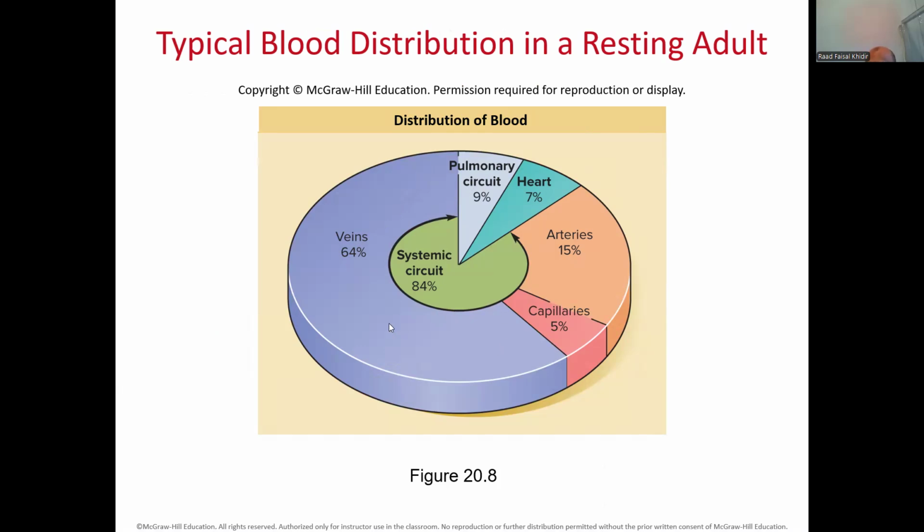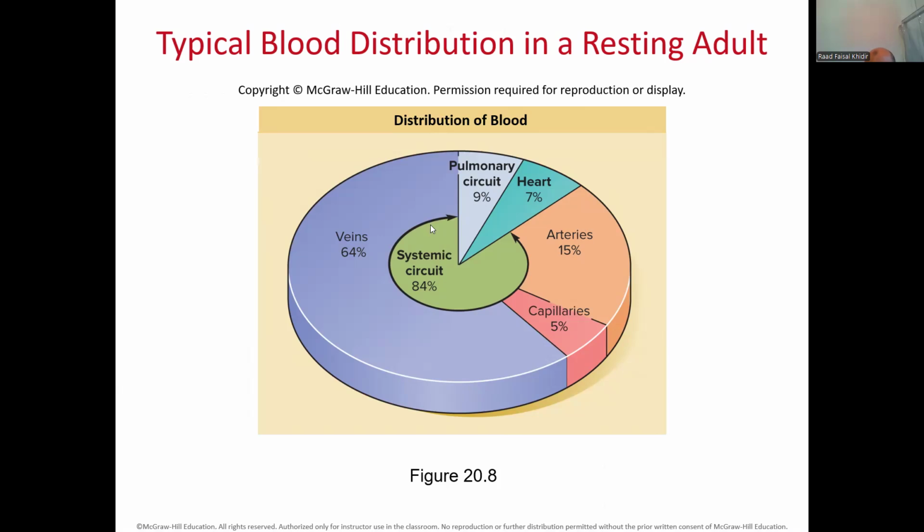While in your pulmonary circuit, 9% of the blood is found in the pulmonary circuit, 84% of the blood is found in the systemic circuit, because that is where the blood is being consumed the most. 64% of the blood is found in the veins, and 15% of the blood is found in the arteries. So the pulmonary circulation only has 9% of blood, and systemic circulation has 84% of blood.